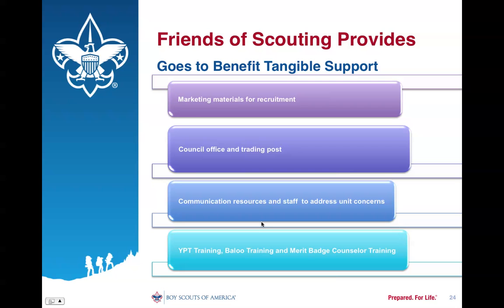That's kept over for your convenience. Communication resources and staff to address unit concerns. If you have any questions on policy or merit badges or whatever the case, we're here for you. And then YPT training, Blue training, merit badge training. All of that is there. All of the trainings we have are here for your safety, to give you all the necessary knowledge that you need to perform your jobs as volunteers, as scoutmasters, and serving your units, and also to protect the boys in your units, as well as the members in those units as well.